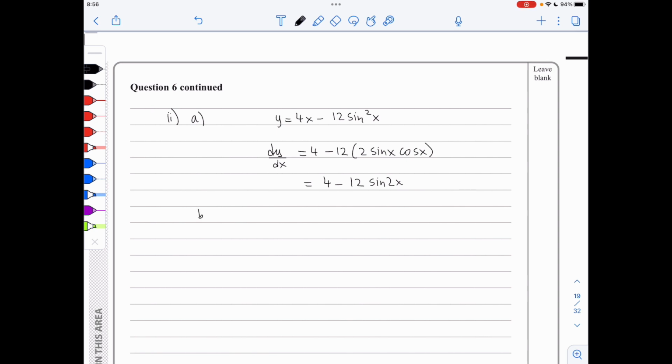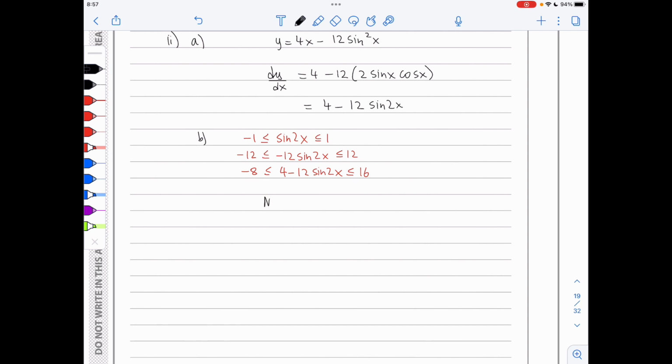And then for the maximum gradient, well, we know that sine of 2x is between 1 and negative 1. So negative 12 sine 2x will be between 12 and negative 12. So if I add 4, I can see that it varies between 16 and negative 8. And therefore, it's easy to conclude that the maximum gradient will be at 16. So maximum gradient is 16.